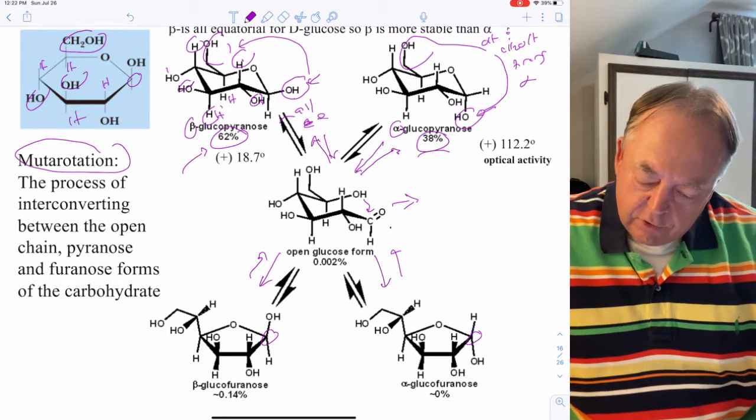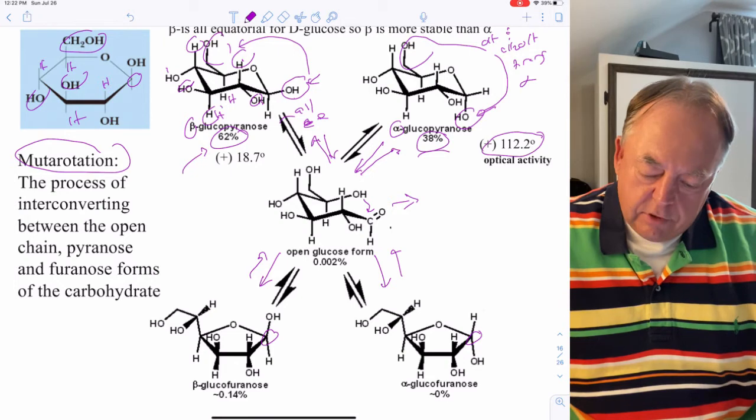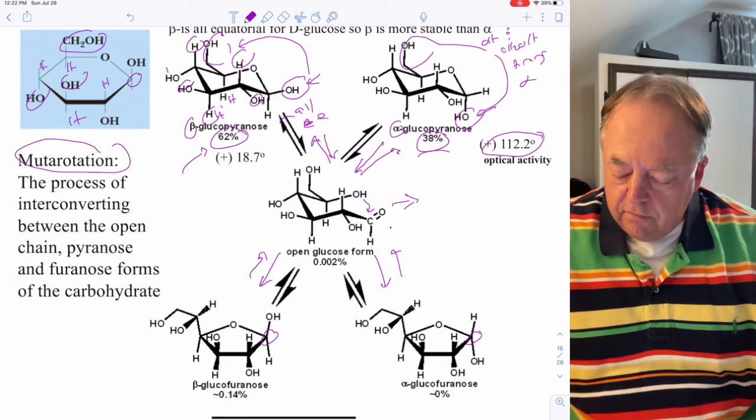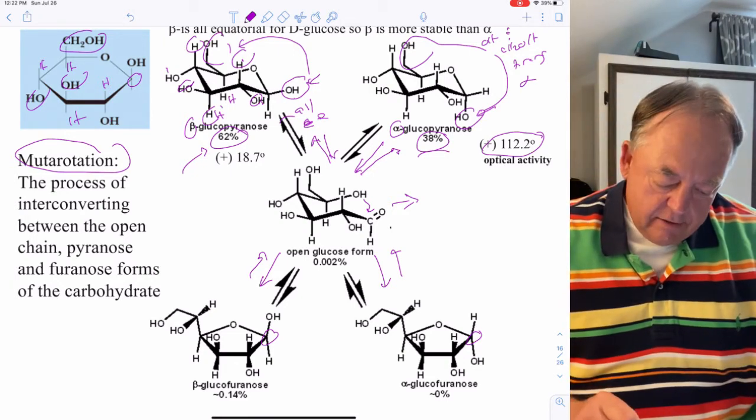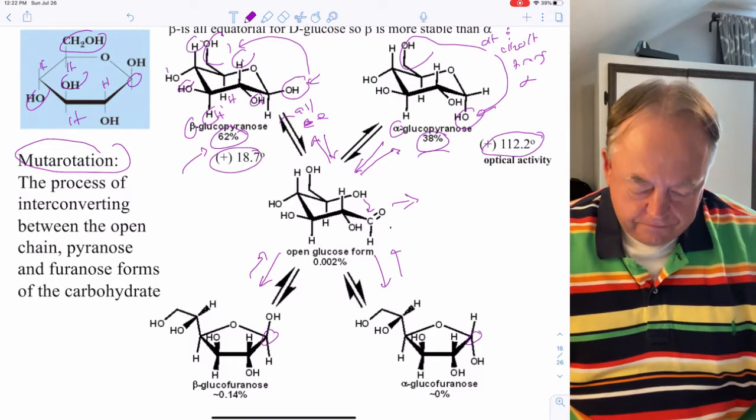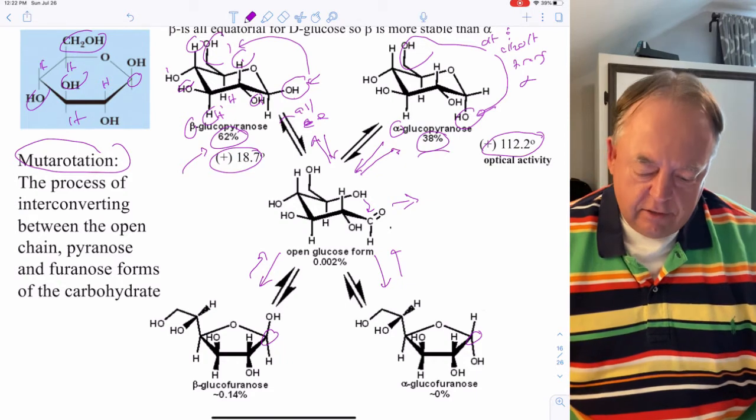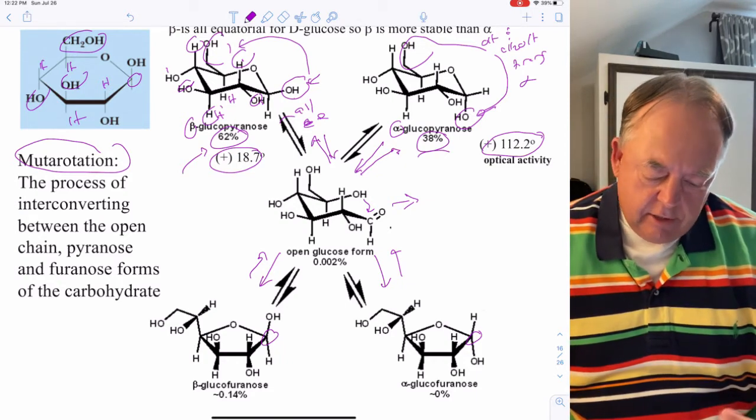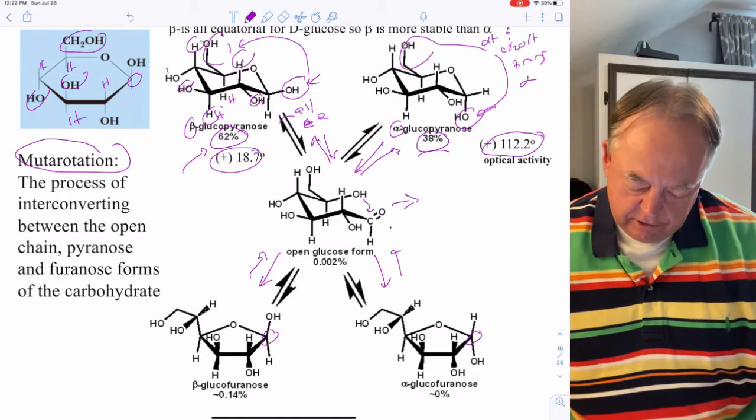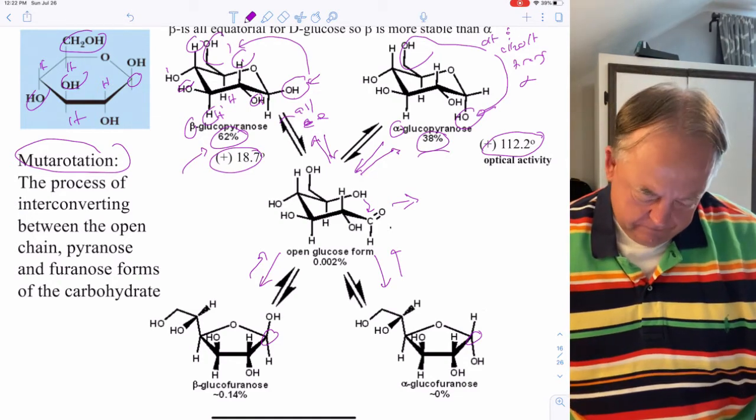So you can measure the optical activity of these, right? So this has an optical activity of plus 112.2 degrees. This is plus 18.7. Those are not enantiomers of each other, right? They're diastereomers of each other, so they don't have equal and opposite optical rotation. They have different optical rotations because they're diastereomers of each other.